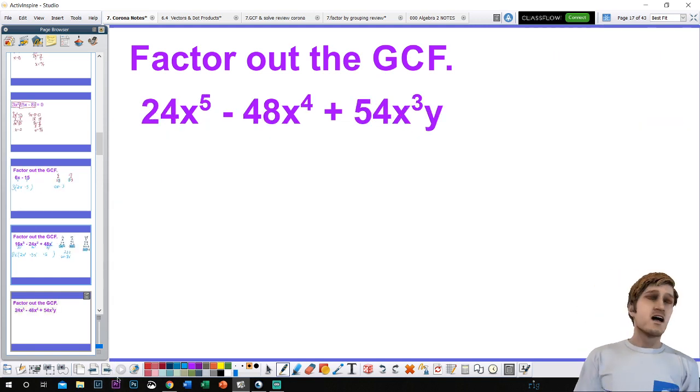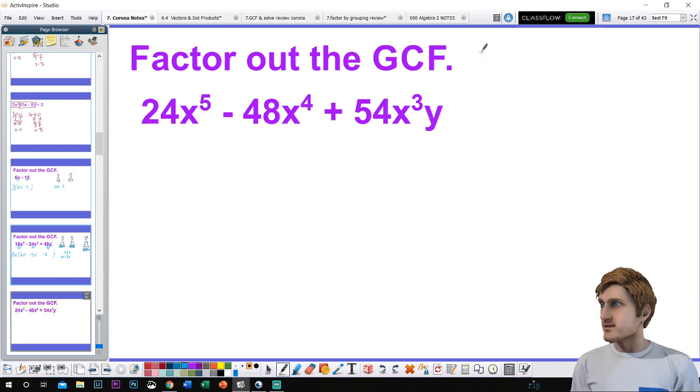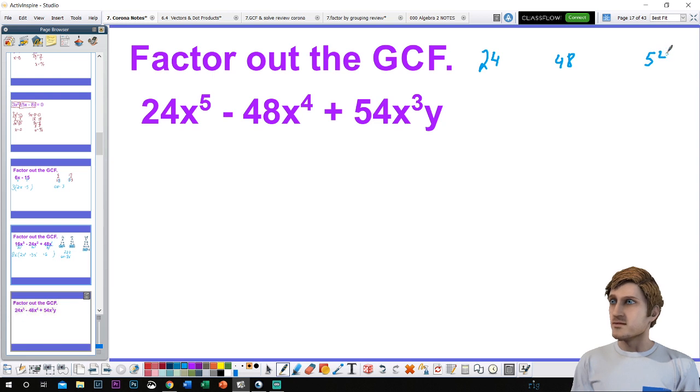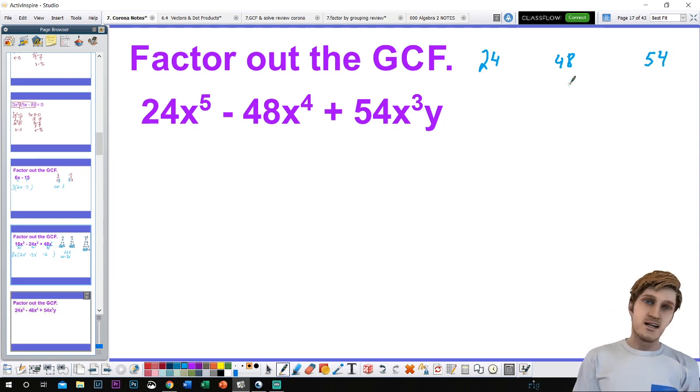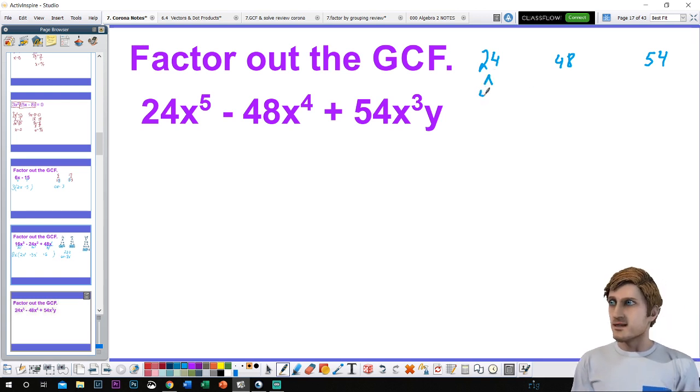Let's do another one. Hey, if you want to, you could just hit pause right now, try it out, and then see if we match. Otherwise, just play along. Here's 24, 48, and 54. Now, I'm trying to give you really big numbers that have a lot of factors that are difficult, so that when you get to easier ones, it'll be easier.